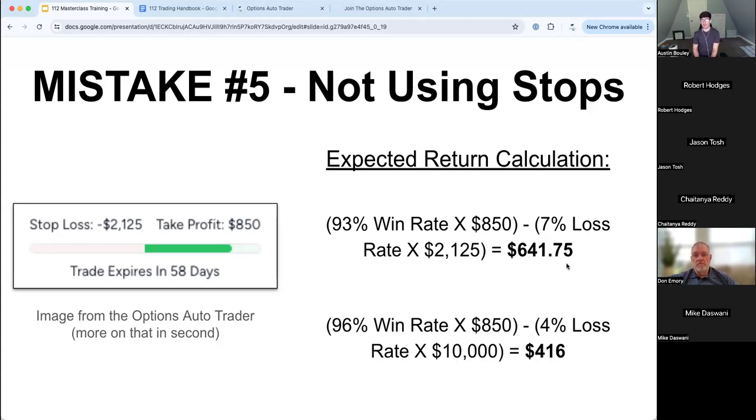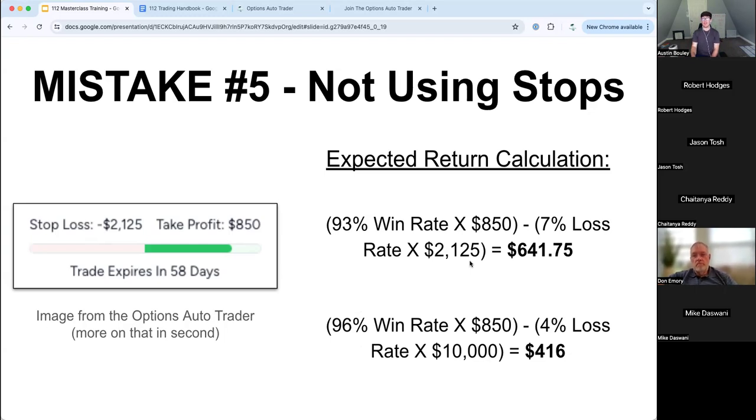Now let's look at what happens with the stop loss. Again, what I love to see here is when we have no stop loss, we still have a really great expectancy number, but it drops. So our win rate goes from a 93 to a 96 because we let the trade play out more, but our loss goes from 2,000 to 10,000. And this gives us a long-term expectancy of $416. So what we see here from a numbers perspective is that long term, it's more profitable to have a stop loss, and we don't have to deal with the emotional chaos of having these really big losses. So make sure you always have stops.